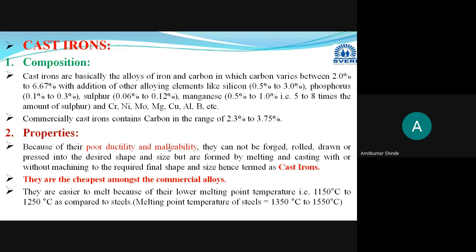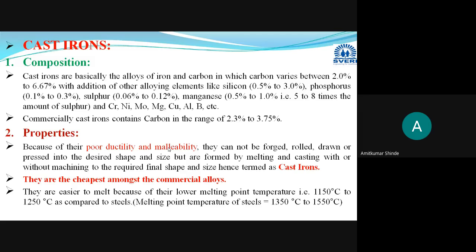Okay, good afternoon, all. In the last lecture, we discussed the different types of alloy steels, and in that we studied their composition, properties, along with their applications. Now, in this lecture, we are going to discuss the cast irons.